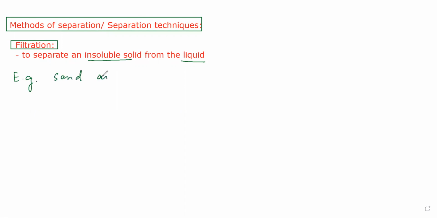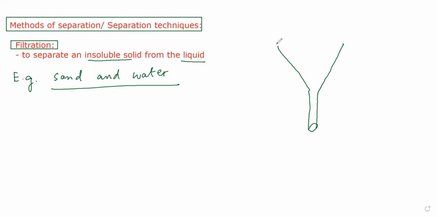So sand and water you have been given. How are we going to separate it? Okay, let's talk about the apparatus that we are going to use. We will use a filter funnel. Yes, in the exam we need to know the apparatus. We need to label it. This is the filter funnel. It will be fitted with filter paper in it.